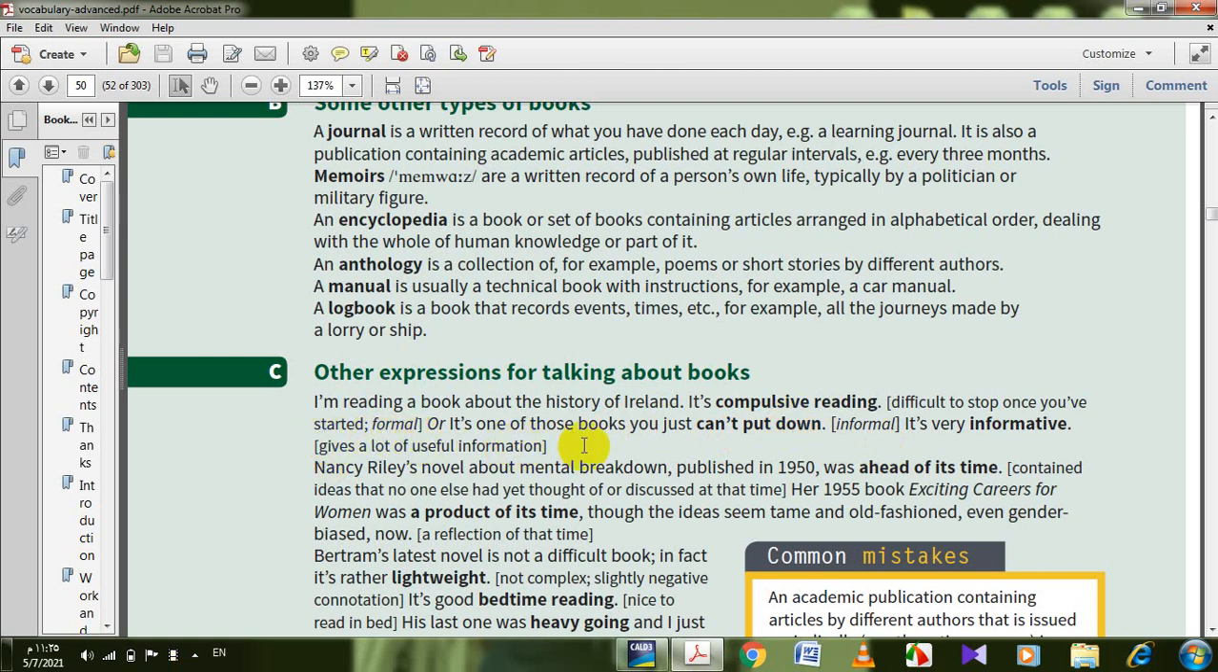Or it's one of those books you just can't put down. It's a can't put down book. It means once you have started reading it, you cannot put it down. Okay? So it's very interesting. So it's very informative. Informative gives a lot of useful information. This is informative.